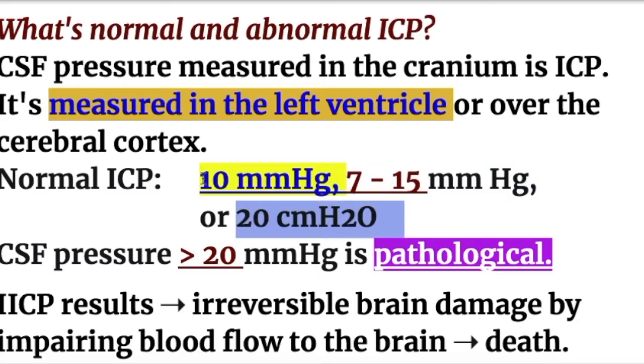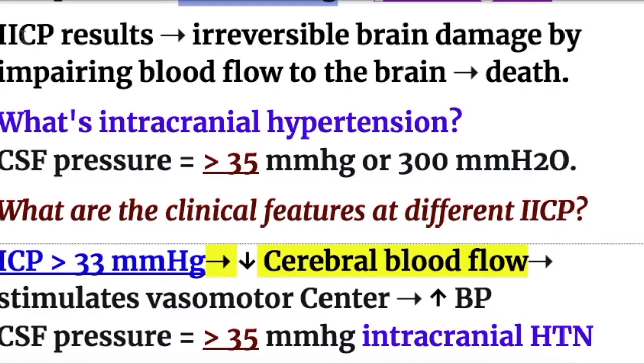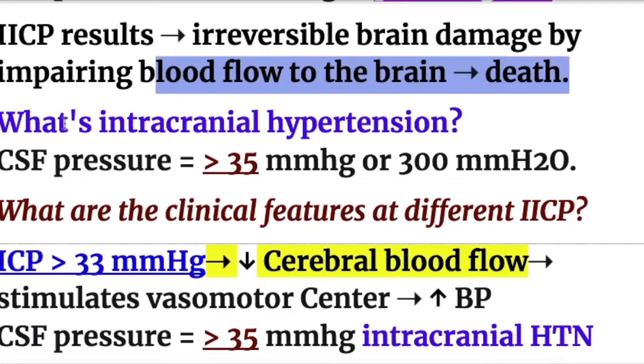So the normal intracranial pressure is 10 mmHg, or 7 to 15 millimeters of mercury on the average, and a CSF pressure of more than 20 millimeters of mercury is pathological. So what are the effects of increased intracranial pressure? Increased intracranial pressure leads to irreversible brain damage by impairing blood flow to the brain, which leads to death.